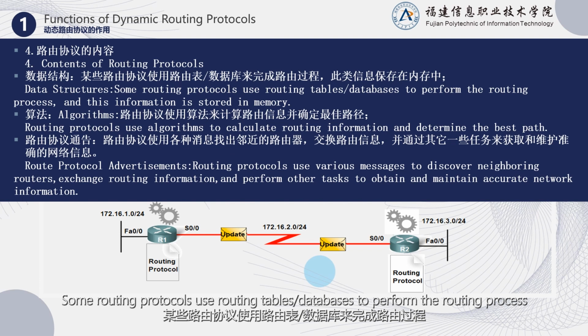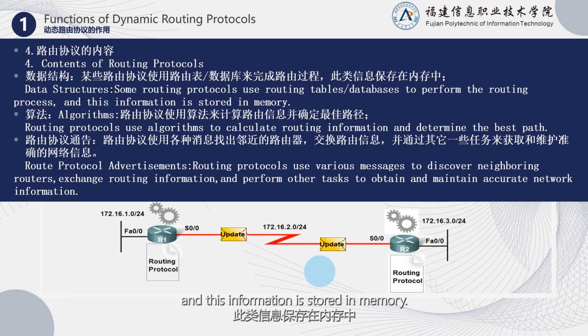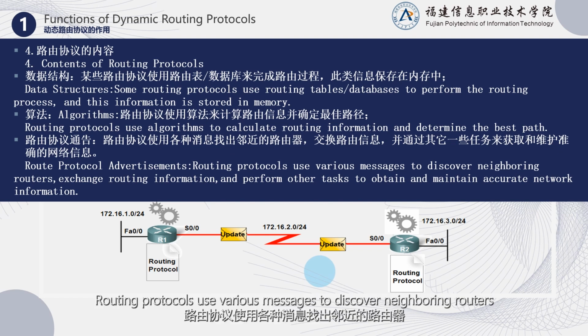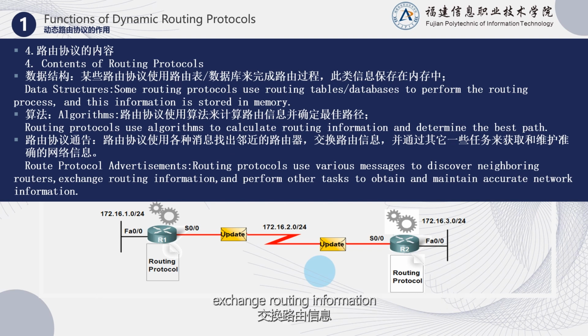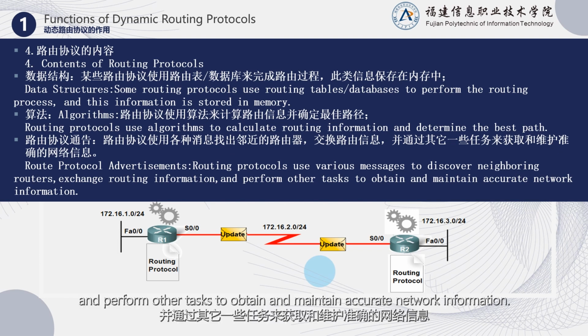Some routing protocols use routing tables and databases to perform the routing process, and this information is stored in memory. Algorithms: routing protocols use algorithms to calculate routing information and determine the best path. Route protocol advertisements: routing protocols use various messages to discover neighboring routers, exchange routing information, and perform other tasks to obtain and maintain accurate network information.